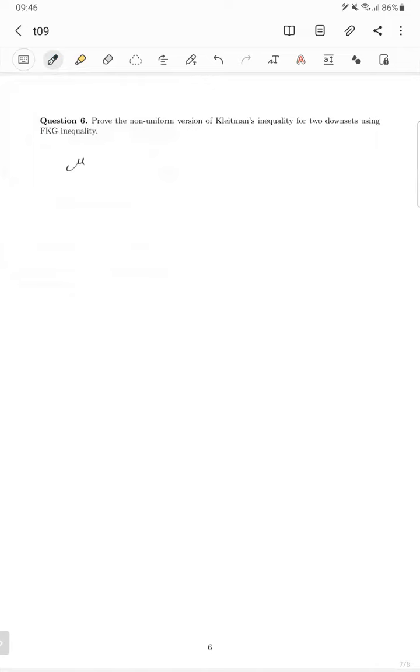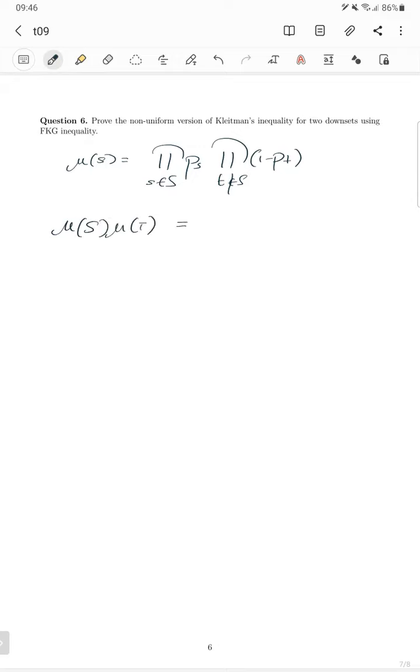You define your mu of a set S to be the product of all the p_s for s in that set, times the product of 1 minus p_t for all the t which is not in S. Okay. Then the first step is to show that mu of S is log supermodular. In fact, it will satisfy that relation with an equality, right? If S and T are two sets, mu of S, mu of T will actually turn out to be equal to mu of S intersection T, mu of S union T.